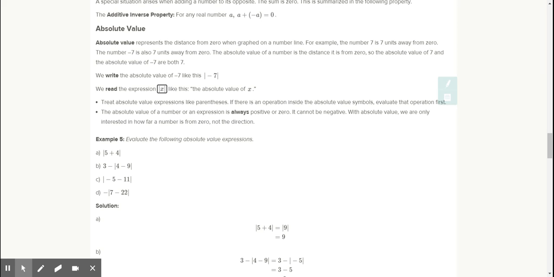So let's try a couple of examples here. We have, let's start out with A, 5 plus 4.